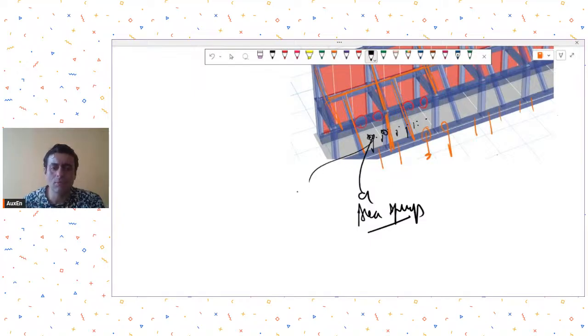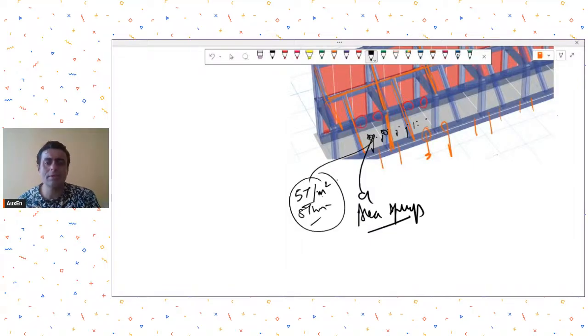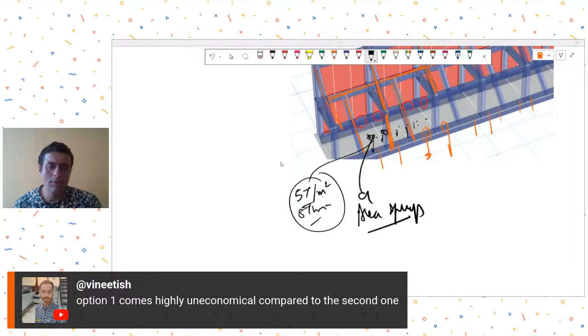Maybe the soil is poor, maybe the bearing capacity at this level is 5 tons per square meter or 8 tons per square meter or whatever. So you may take at least that much advantage as well. Try to take that advantage, and you can consider providing soil springs to toe and heel slab. Mr. Vineet, who had asked the question, is saying option one comes highly uneconomical.